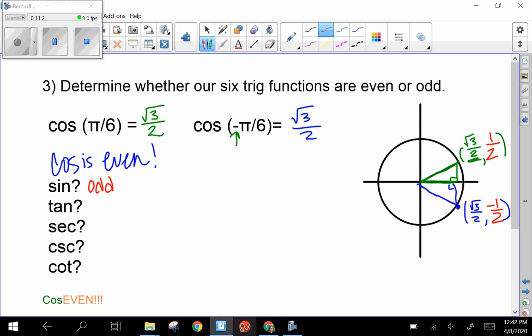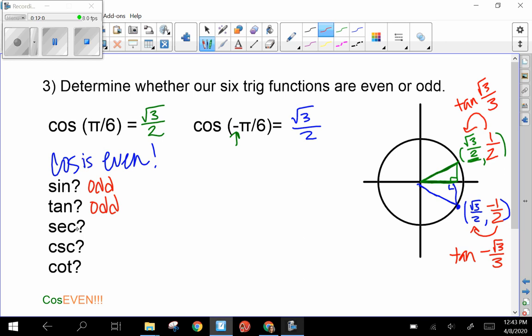Okay. So now think about finding tangent. Remember that tangent is the sine divided by the cosine. If I divide this y value by this x value, I'm going to get a positive something. If I were to divide this y value by this x value, I'm going to get a negative root 3. Root 3 over 3, excuse me. This is negative. Tangent at this point is negative root 3 over 3. Tangent here is positive root 3 over 3. So that says that tangent is also odd.